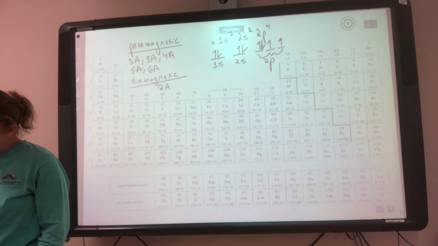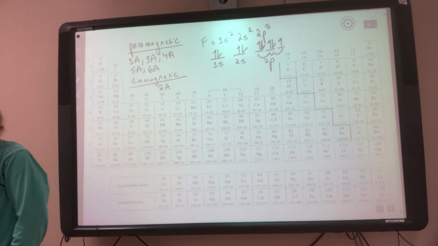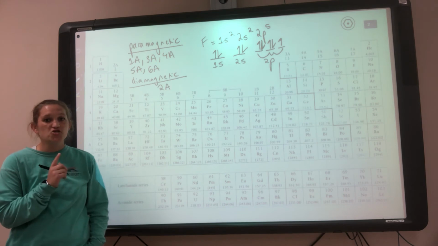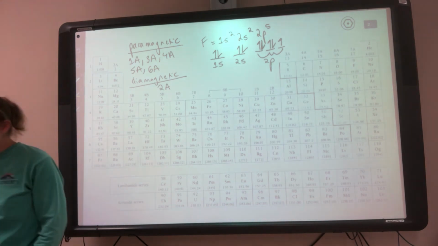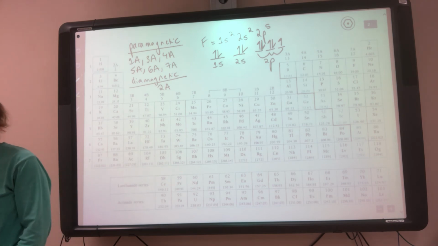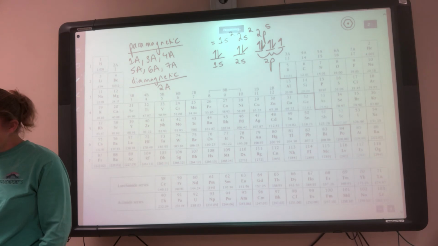Now let's do fluorine. Fluorine's going to be 1s2, 2s2, 2p5. So same thing. We put in each electron by itself, and then we come back in and we fill it up. So now we have 2 pairs, but there's still 1 electron by himself. So as long as there's an electron by himself, he's going to be paramagnetic. So that whole column is paramagnetic. All right, let's do the last one. Let's do neon.